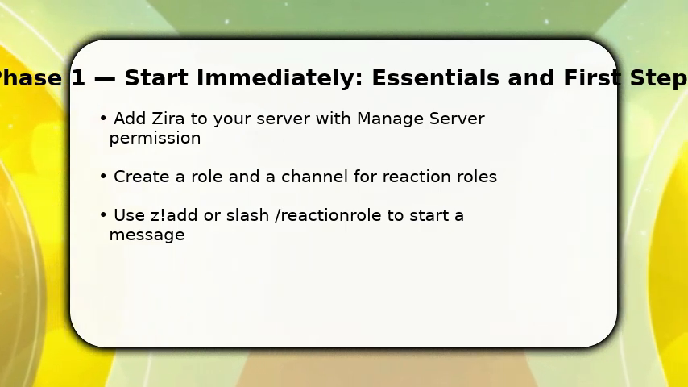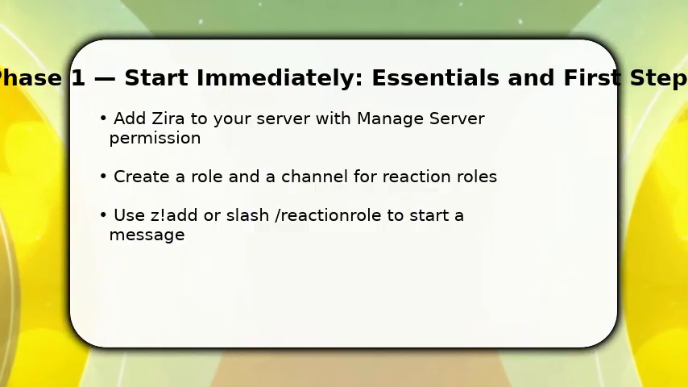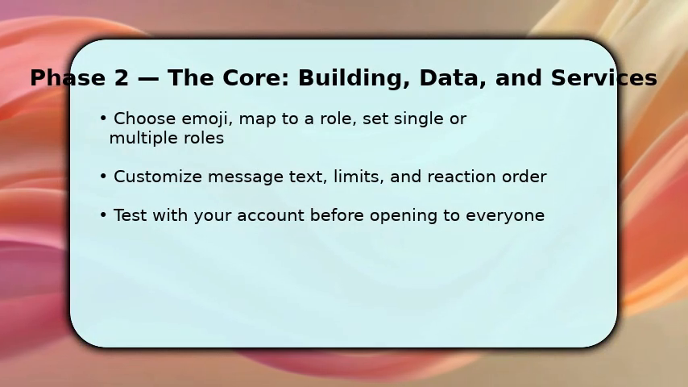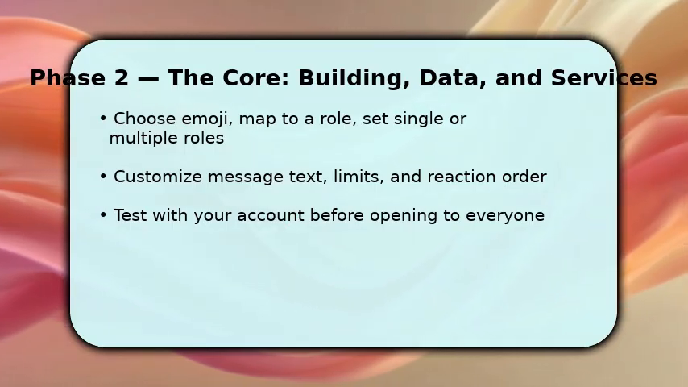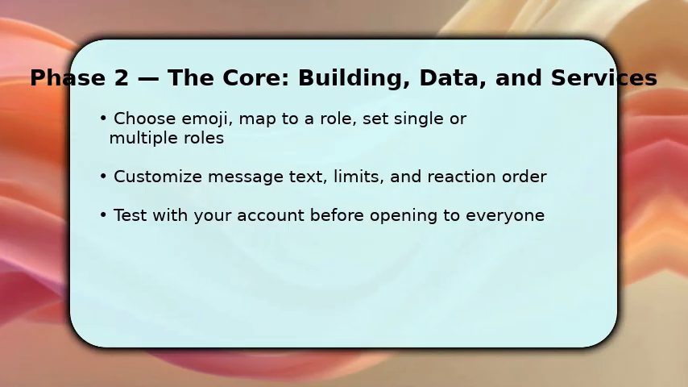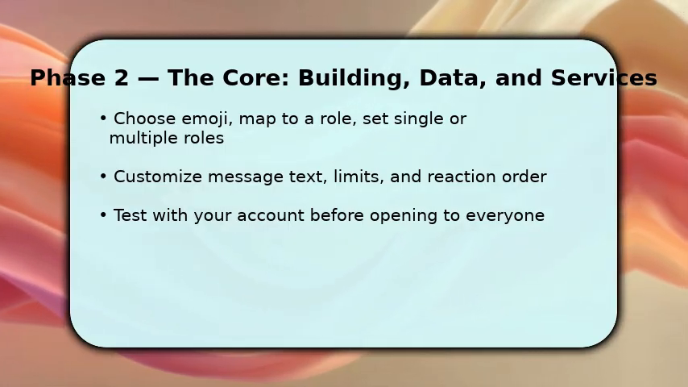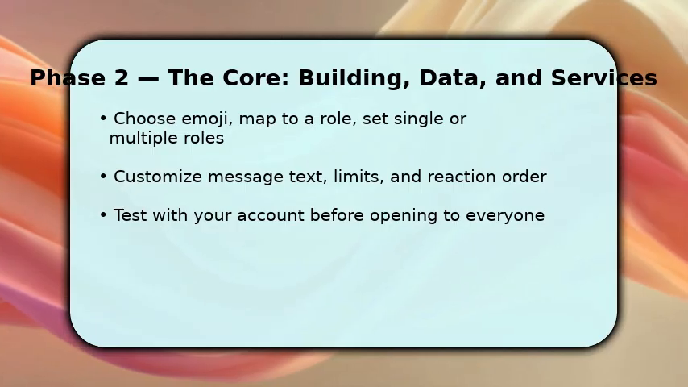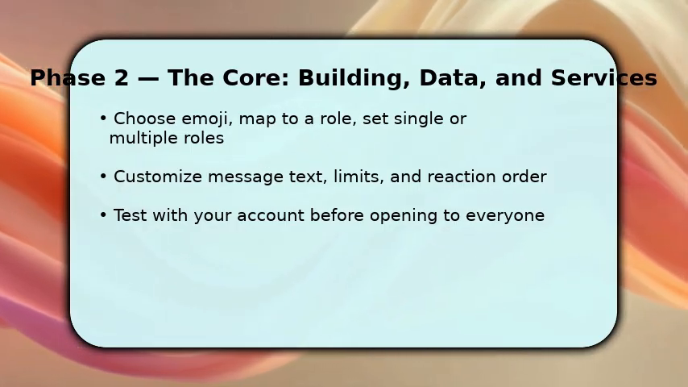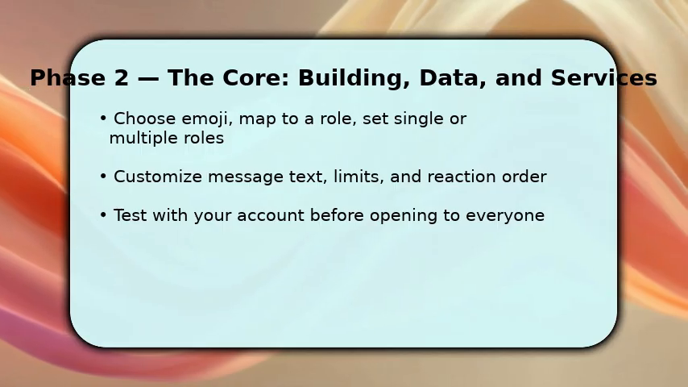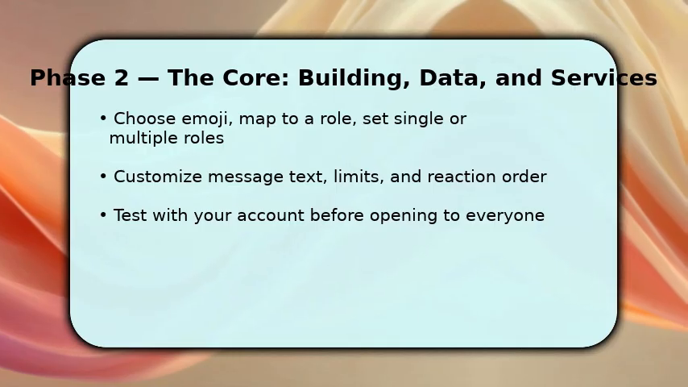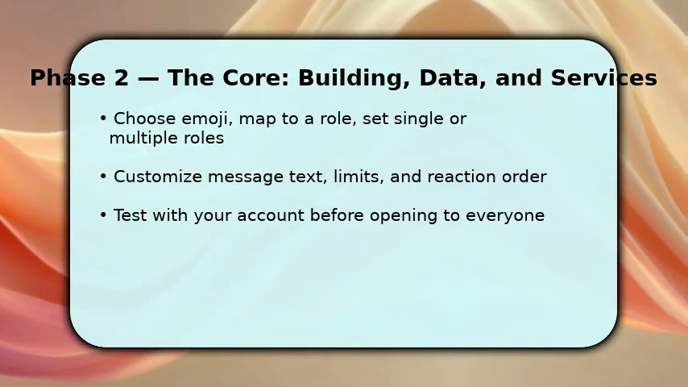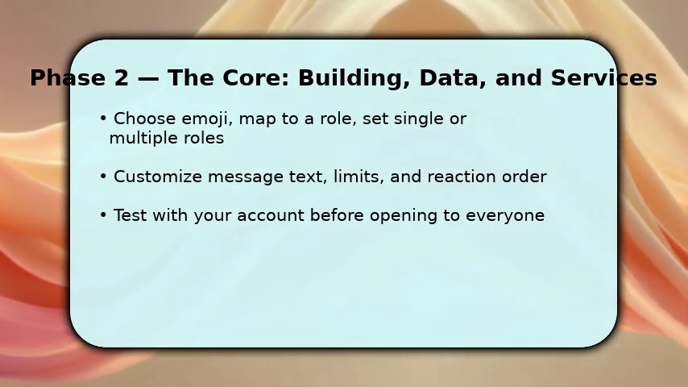Next, you define exactly how reactions behave. Pick the emoji, map it to the target role, and choose whether users can select multiple roles or only one. Then customize the display text so users know what each reaction means and set any limits, like max roles per user or exclusive groups. Once configured, make sure to order reactions logically so users don't get confused. Finally, test the reaction flow with your own account to confirm Zira assigns the role.